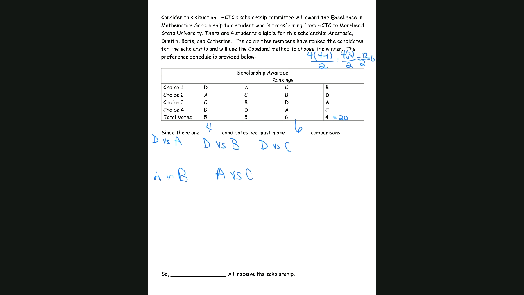And then I have to compare Catherine to Dimitri. I've already done it. I have to compare Catherine to Boris. I don't have that yet. So Catherine versus Boris. And that's it, because I have 6. 1, 2, 3, 4, 5, 6. So I know I've made every comparison. I don't have to even check the other ones. Okay? So that's the reason why we like to know the number of comparisons. So here I have to make 6.